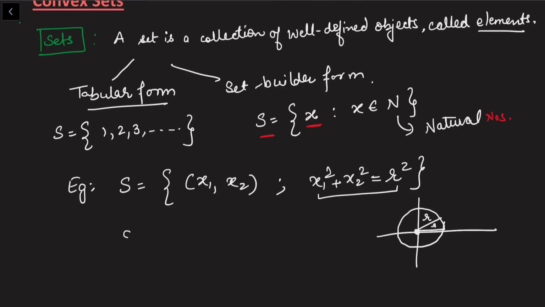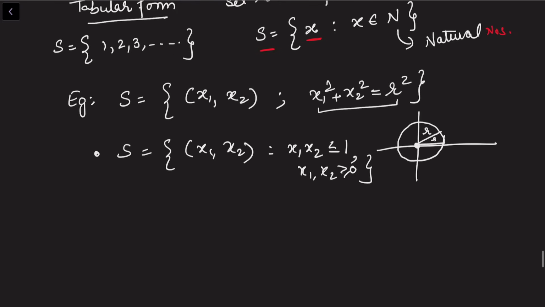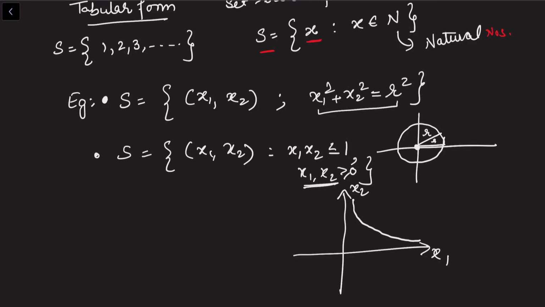Now let me consider one more set, and in this case let me consider the rectangular hyperbola. There I take x1 x2 less than or equal to, suppose I take it 1, and x1, x2 both are greater than or equal to 0. In this case my shape will be a rectangular hyperbola, and I have defined that it is only in the first quadrant. So this would be the shape. This is the rectangular hyperbola. This way we can write the set in the set builder form.